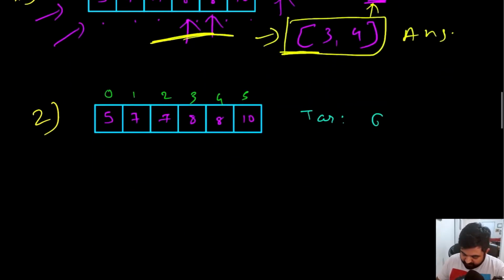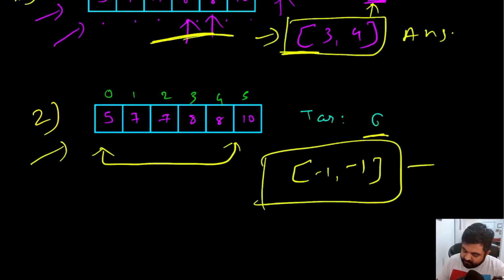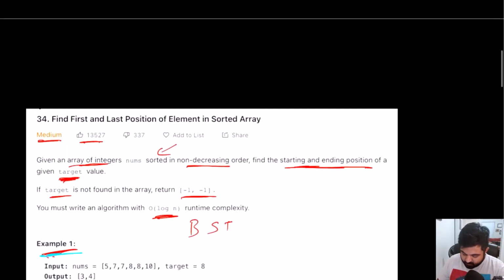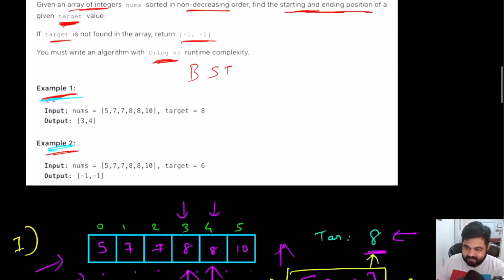In the same way, suppose we are given the same input array and this time the target value is 6. Now 6 is not present inside this entire given array. So because 6 is not present, we are going to return -1 as the answer, and this is what we need to return in this case. So basically this is what the problem is asking us to do, and as the name suggests, find first and last position of element in a sorted array. That is what we need to find.